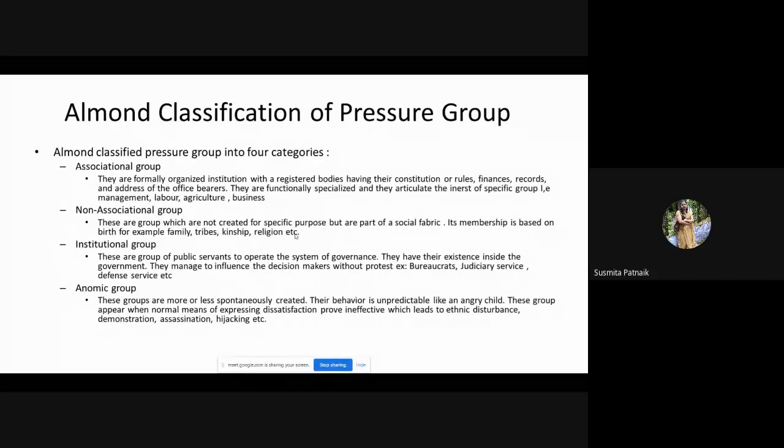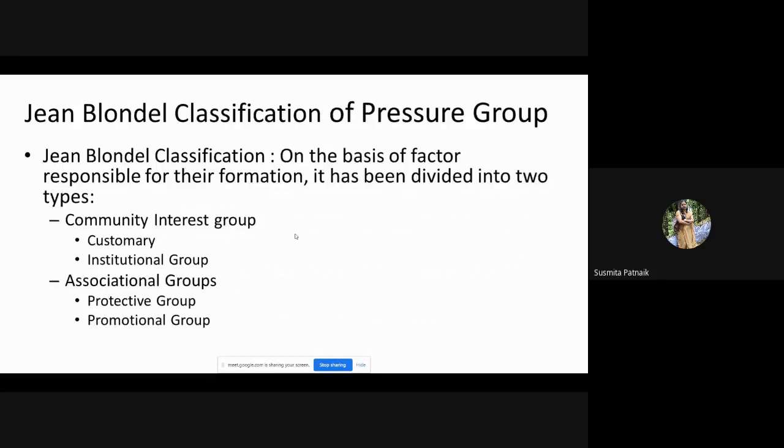So here we are having different types of groups: associational groups, non-associational groups, institutional groups, and anomic groups. So we are having the 4 types of groups that have been classified by Almond and Powell in their classifications. The next classification was given by Jean Blondel, who classified the pressure groups into the following categories. Students, if you are having any doubt, then write down in my chat box.